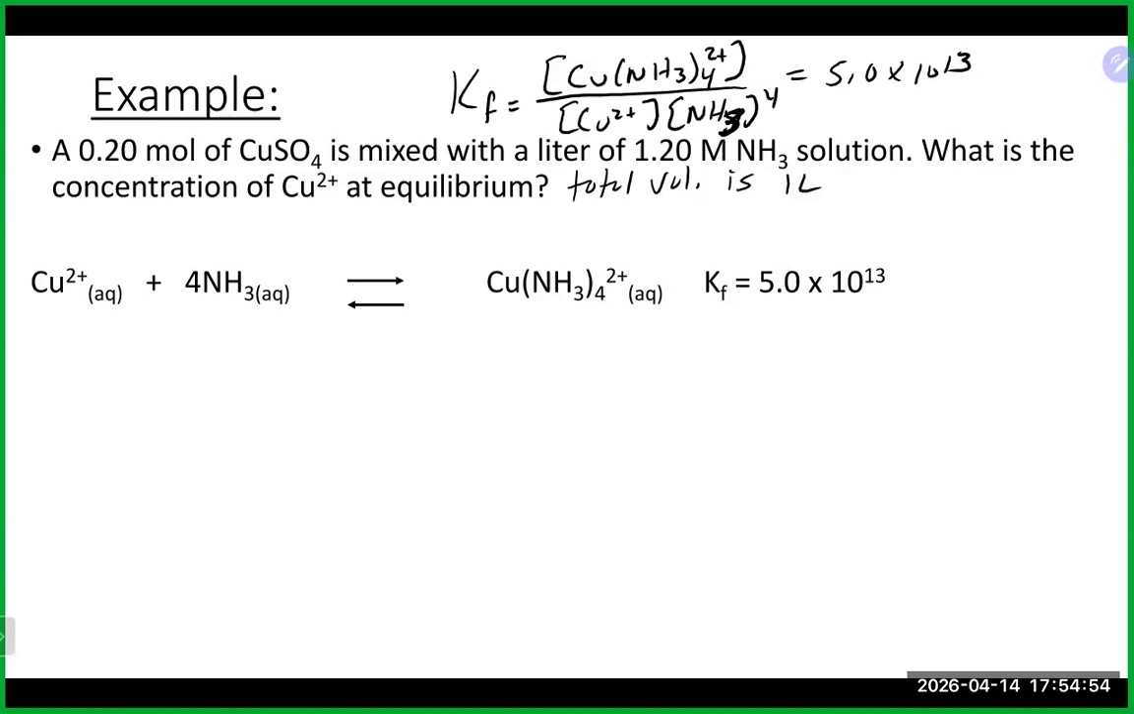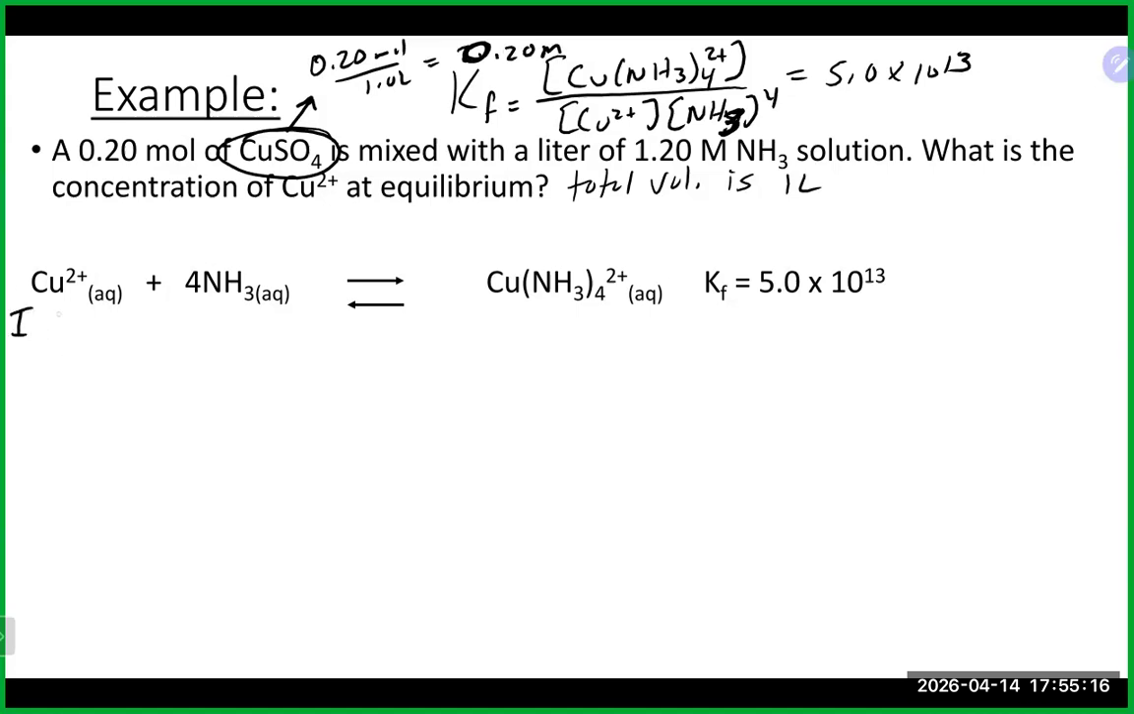So we're going to get the initial concentration of the copper, and the initial concentration of the copper is going to come from our copper 2 sulfate here. And again, since we're keeping everything at 1 liter, basically we got 0.2 moles over 1 liter, which will give us a concentration of 0.2 molar for our copper.